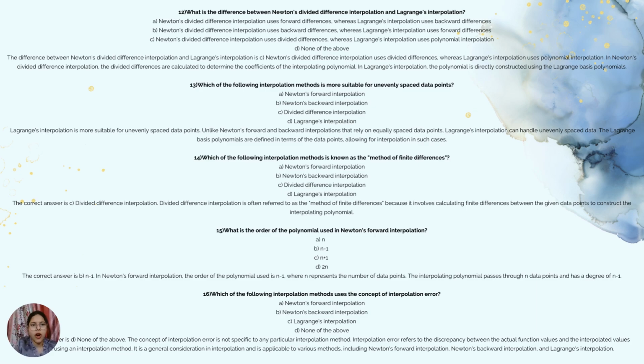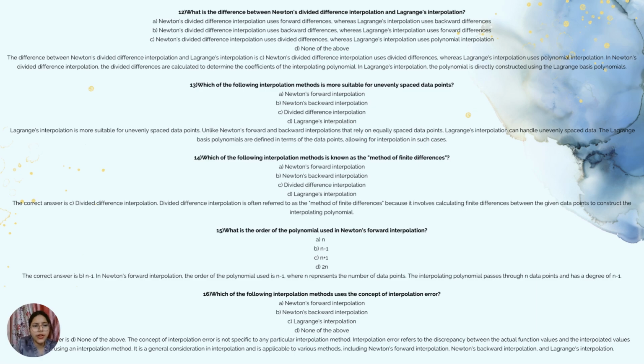Question number 12. What is the difference between Newton's divided difference interpolation and Lagrange's interpolation? Option A, Newton's divided difference interpolation uses forward differences, whereas Lagrange's interpolation uses backward differences. B, Newton's divided difference interpolation uses backward differences, whereas Lagrange's interpolation uses forward differences. Option C, Newton's divided difference interpolation uses divided differences, whereas Lagrange's interpolation uses polynomial interpolation. And D, none of the above.